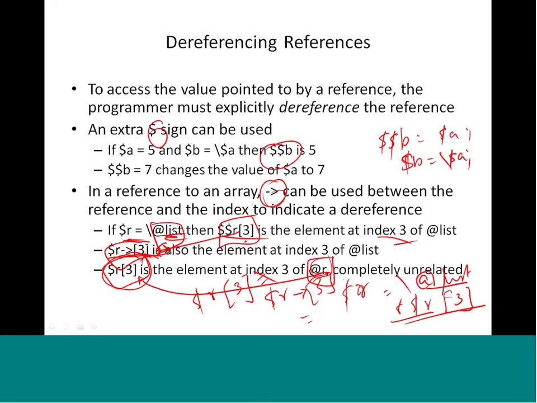Then we saw that if we have a list, and $r is assigned to that list, then $r is the reference to that list. $$r[3] is one way to access the fourth element of the array, and the other way is $r, then the arrow, and then [3] to access the element. But if we do just $r[3], that's incorrect because that's not the same as the previous two, and $$r[3] is typically the fourth element of the array. So that pretty much concludes this lecture.